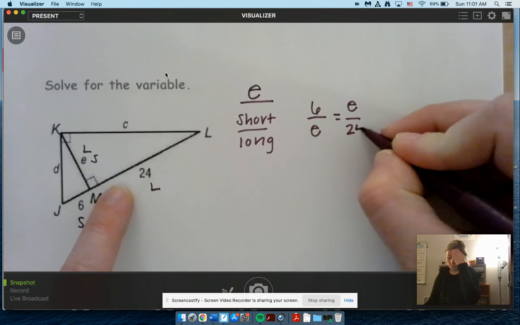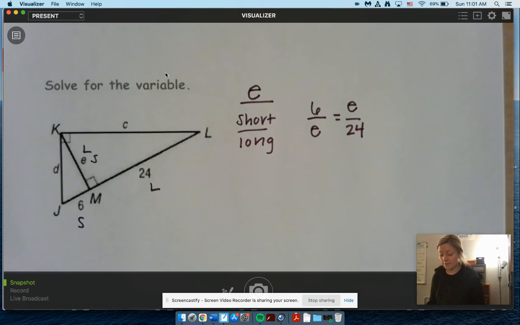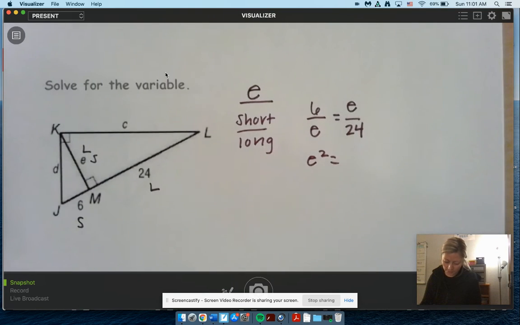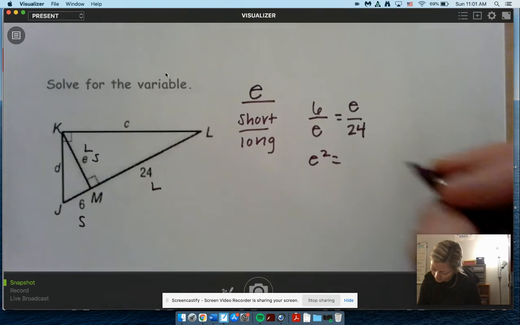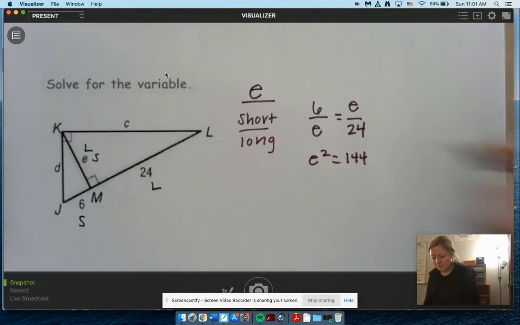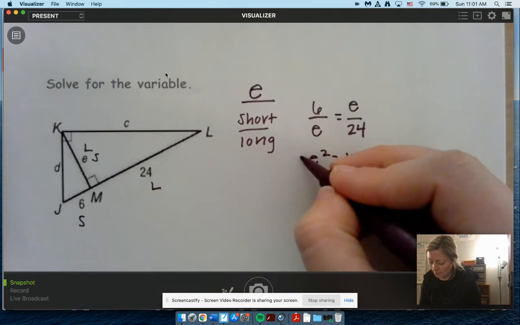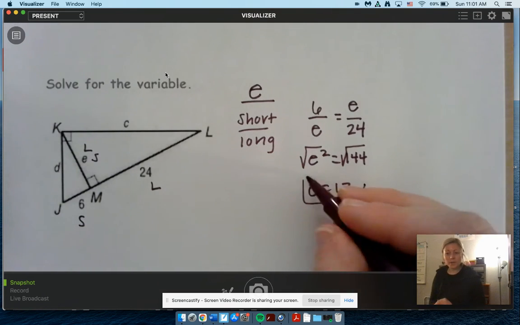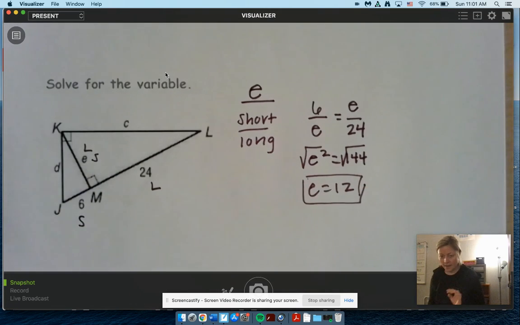So again, check yourself. Do we have the same thing times itself when we cross multiply? We do. We get E times E, so we get E squared. 6 times 24 is 144. Woohoo, this is a nice one. Take the square root. What's the square root of 144? That is just 12. So there we are. That wasn't so bad.